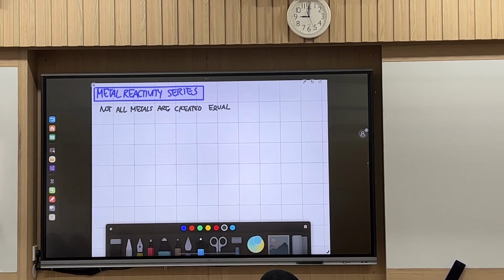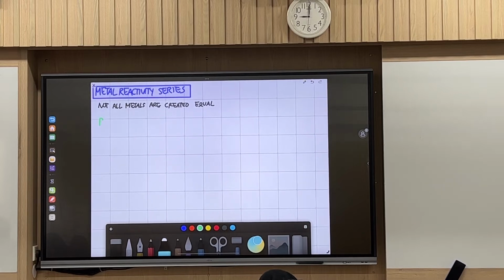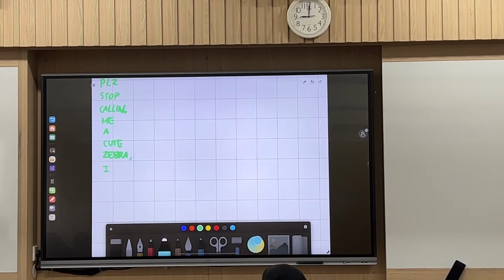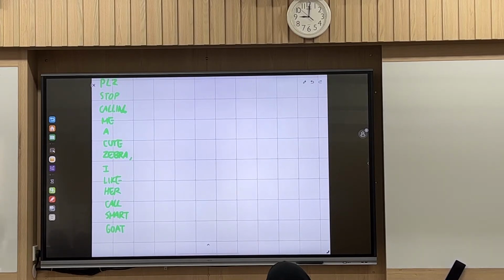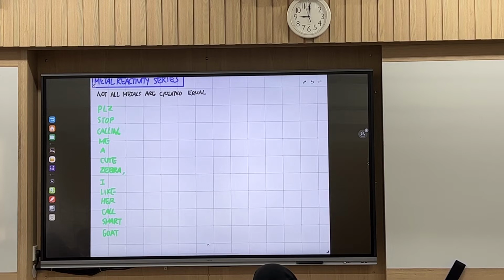So to memorize the order, we have this very interesting mnemonic: please stop calling me a cute zebra. The second half sounds weird, sounds off. I like her for smart goat. Well, unless you can come up with a better way, this is the way we use for now.